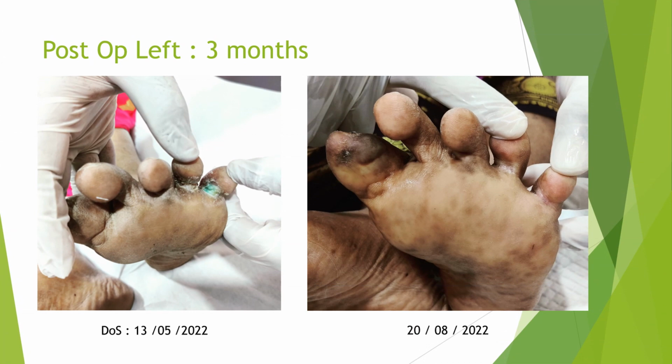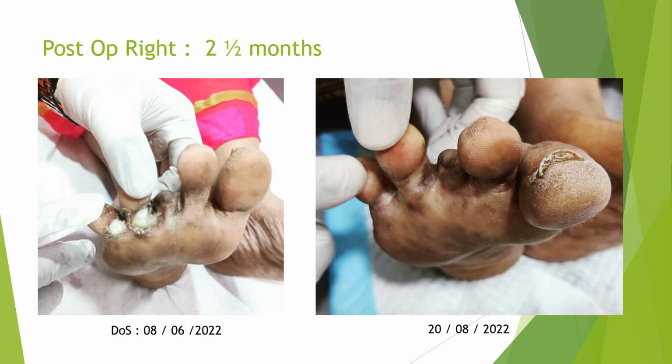And these are the results in both the feet. About 2.5 to 3 months later, the patient came back, and you can see there is a complete clearing of the intertrigo in both the feet, in both the web spaces. Normally, this clearing happens even earlier than that, around 5 to 6 weeks itself. You can see a complete clearing of the intertrigo.